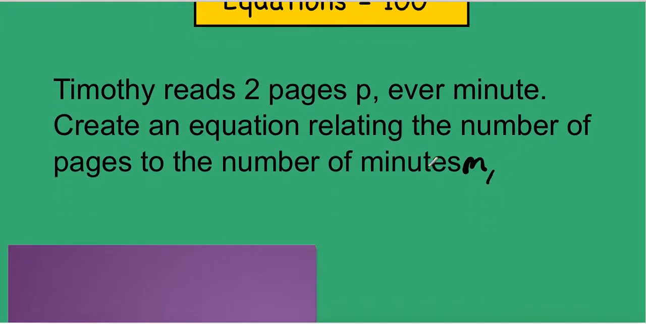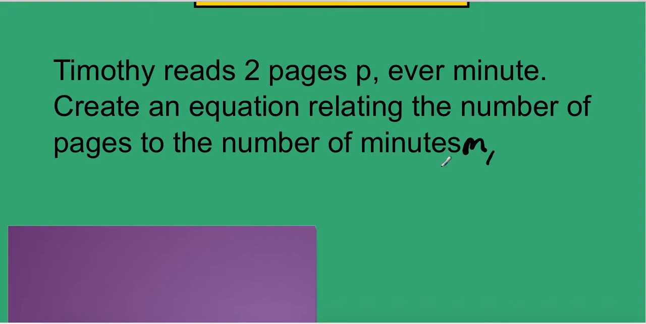So I know that if Timothy reads 2 pages, he's read for about a minute. I can also think of, for example, that if he read for 2 minutes, that means he's read 4 pages. So my equation right here is going to be the number of pages is equal to 2 times the number of minutes. If he reads for 2 minutes, 2 times 2 is 4, he's read 4 pages. If he has read for 10 minutes, 2 times 10 is 20, he's read 20 pages.